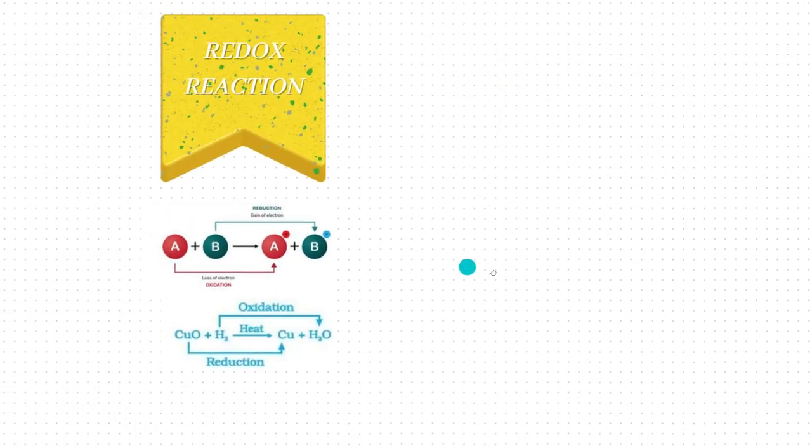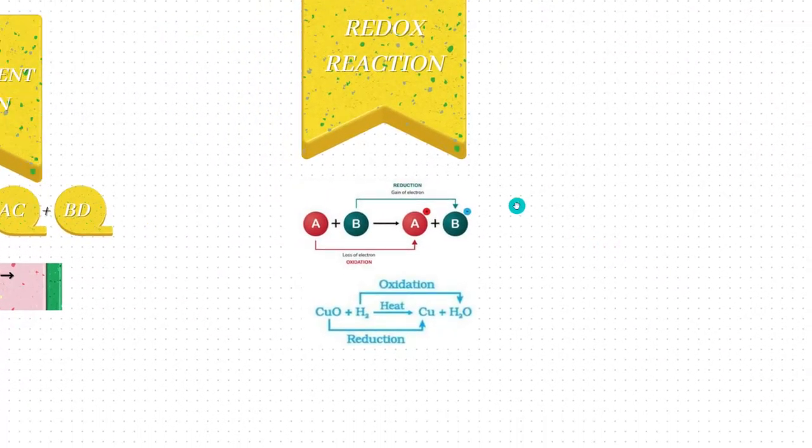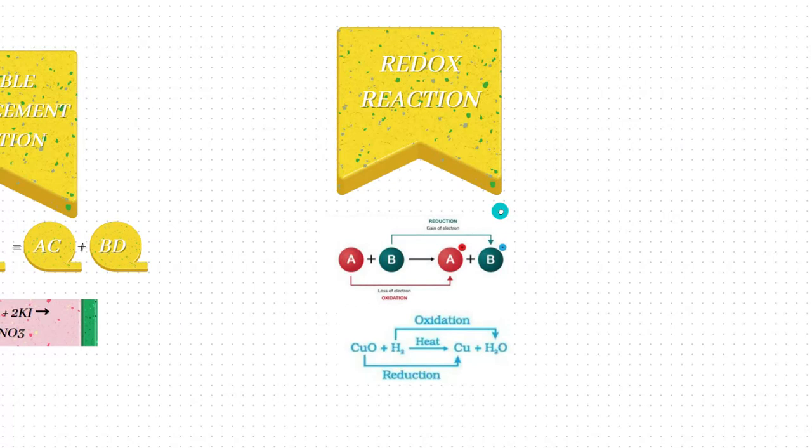Now we are going to the last type of reaction, that is a redox reaction. What is a redox reaction? Redox reaction is a combination of oxidation as well as reduction. What is oxidation? Oxidation is a gain of oxygen and reduction is loss of oxygen. Reduction can also mean gain of electron and oxidation can also mean loss of electron.